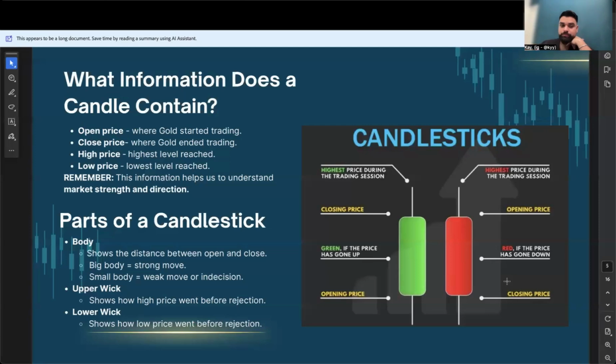Parts of candle. Body, so this is the body, this right here. This red and green bit. This is what is called a wick. Majority of you already know this, but I'm just trying to refresh and let the people know who don't know about this. The body shows the difference between open and close. Big body, strong move. Small body, weak move or indecision.